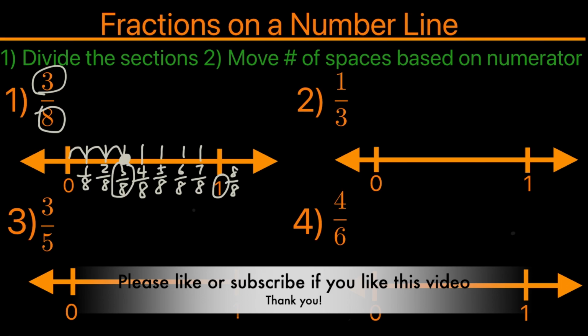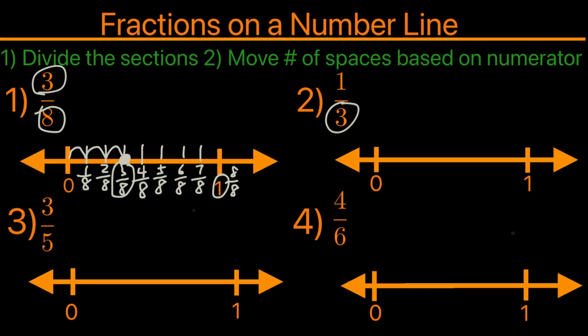Now for the second one, we have 1/3. In order to divide the sections, we first look at the denominator of 3, and we know we need to divide 3 sections between 0 and 1. We can approximate that it's going to look something like this. So that's a total of 3 sections: 1 section, 2 sections, and 3 sections.